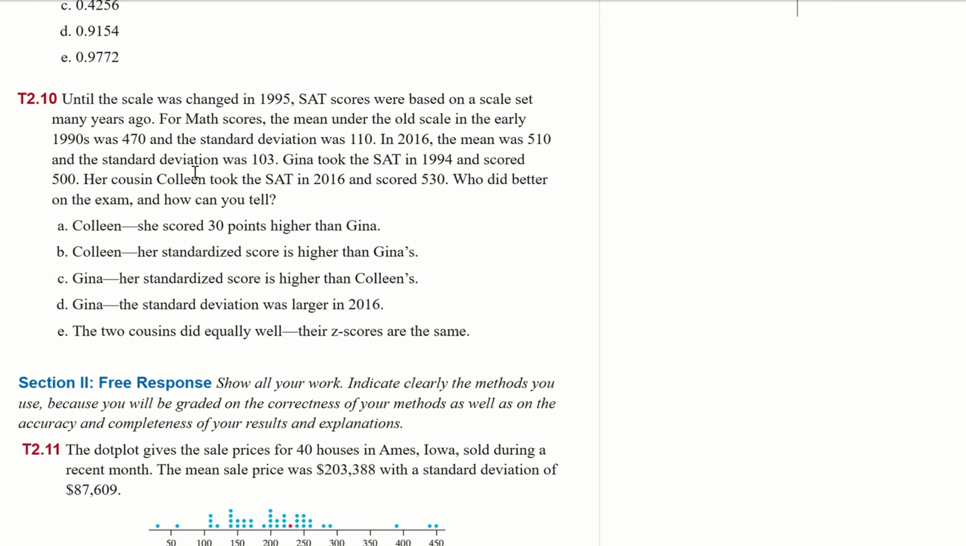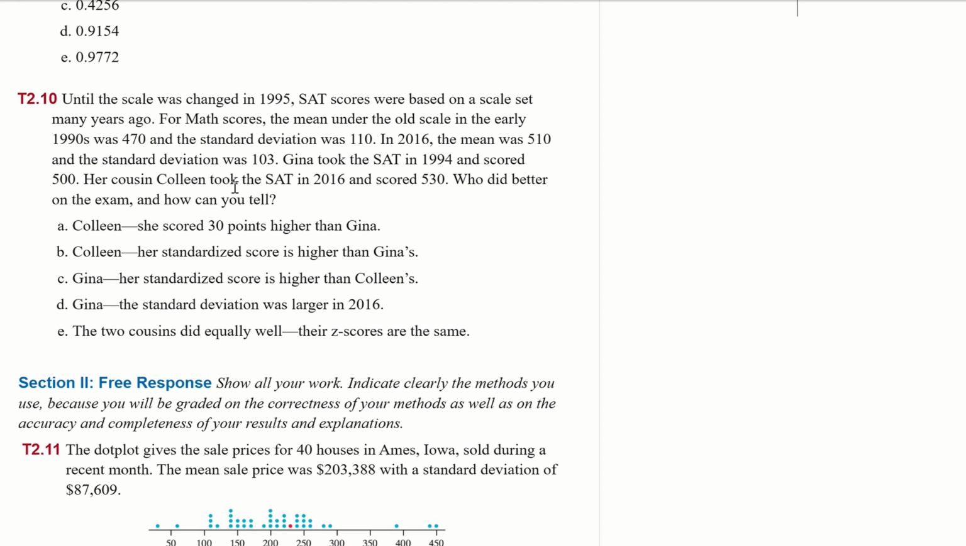All right, so number 10. Until the scale was changed in 1995, SAT scores were based on a scale set many years ago. For math scores, the mean on the old scale in the early 1990s was 470, and the standard deviation was 110. In 2016, the mean was 510, and the standard deviation was 103. Gina took the SAT in 1994 and scored 500. Her cousin Colleen took the SAT in 2016 and scored 530. Who did better on the exam, and how can you tell?